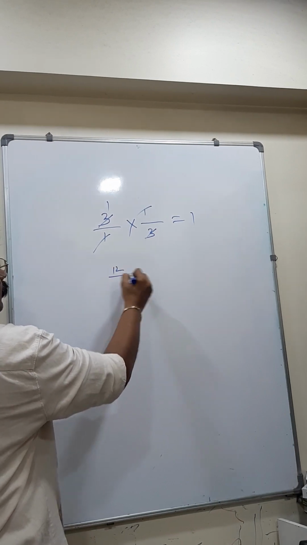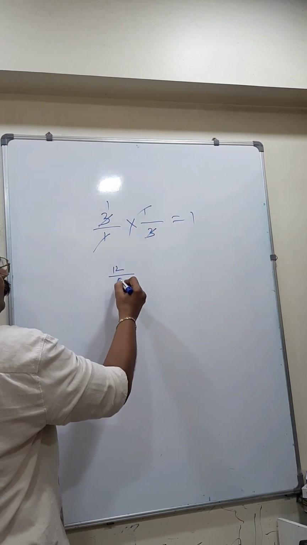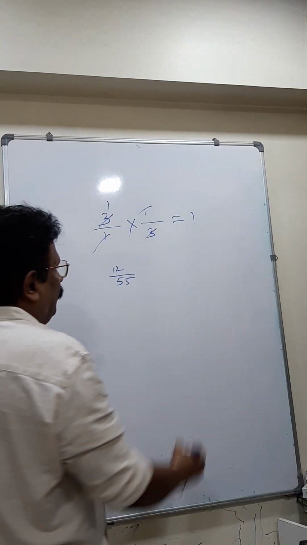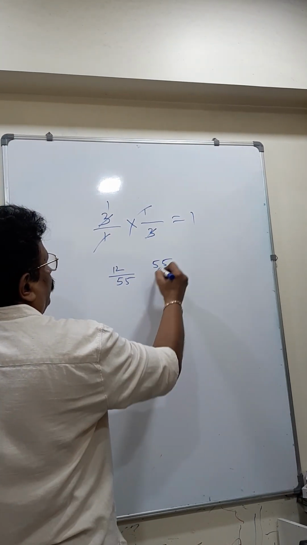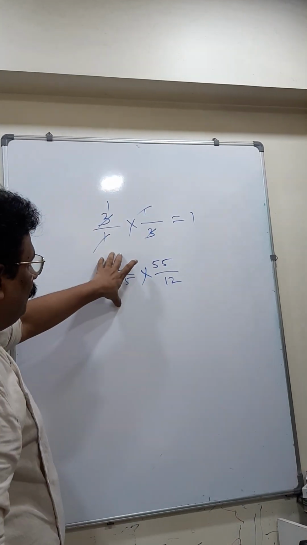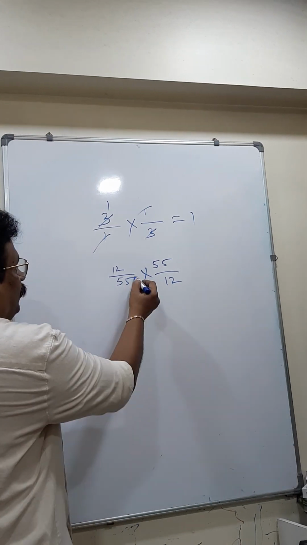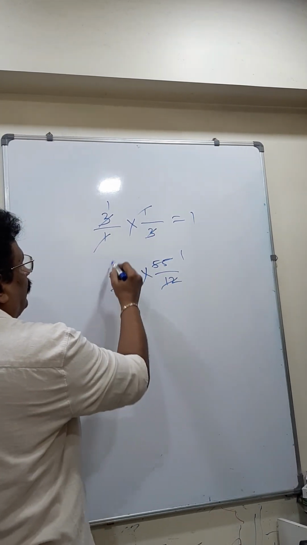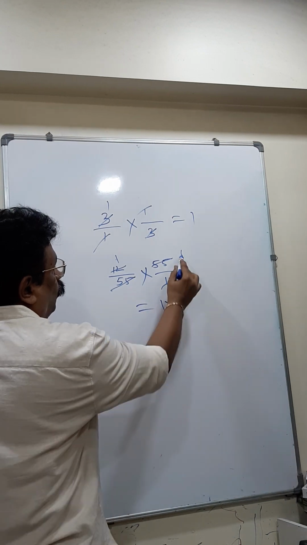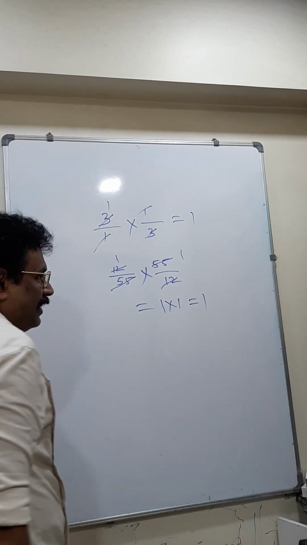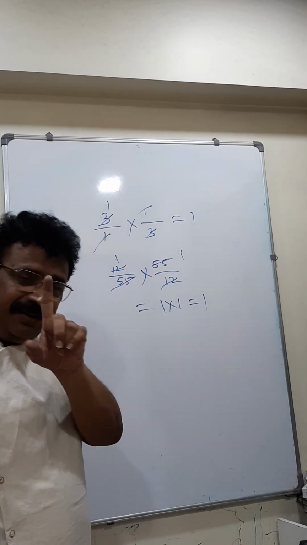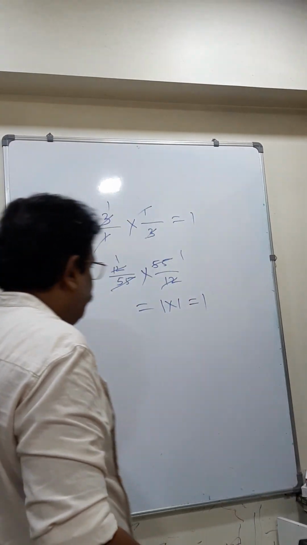12 upon, say 55. 12 upon 55. इसका reciprocal क्या होगा? 55 upon 12. If you multiply the number with its reciprocal, 55 ones are 55, 12 ones are 12. That is 1. Multiplication 1. Answer is 1. So when a number is multiplied by its reciprocal, answer is always 1.